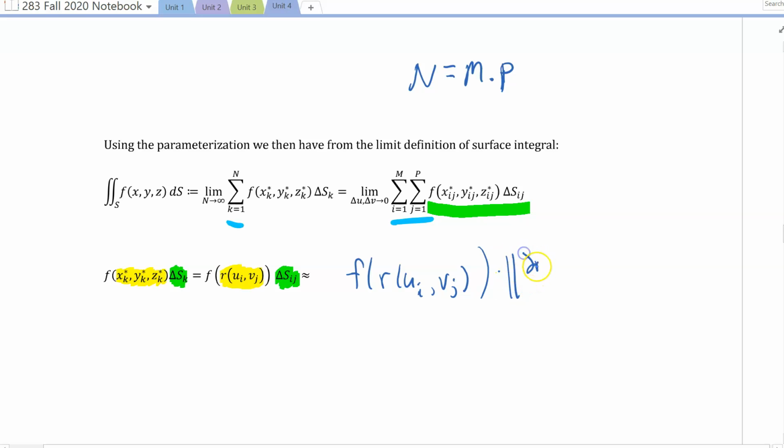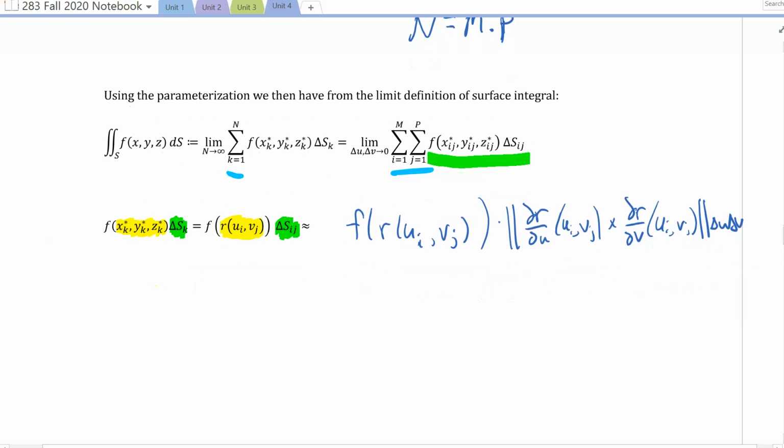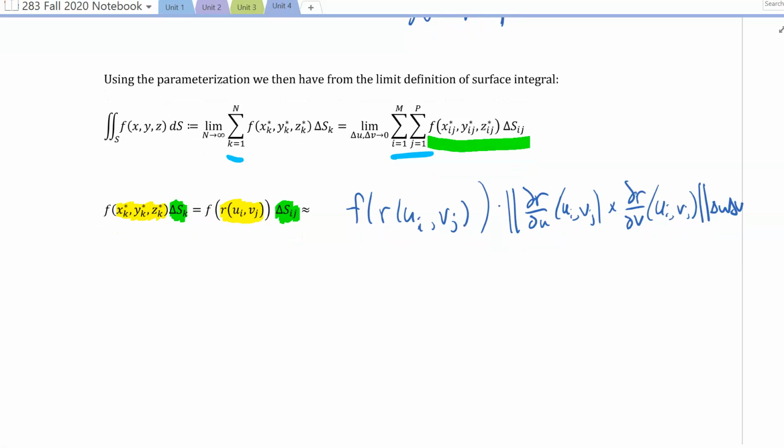So it's times the magnitude of the partial derivative vector, again at u sub i and v sub j, cross the partial derivative vector with respect to v of the same point. And then that's going to be times delta u and delta v. All right, now what are we going to do? We're going to add those up and then take the limit as delta u and delta v approach 0.